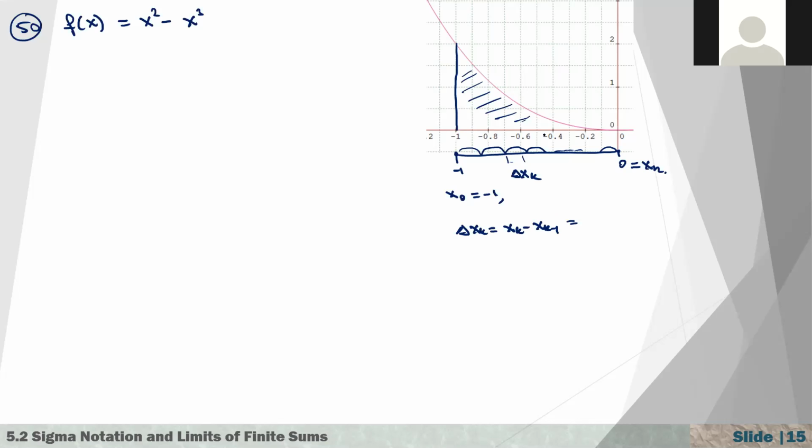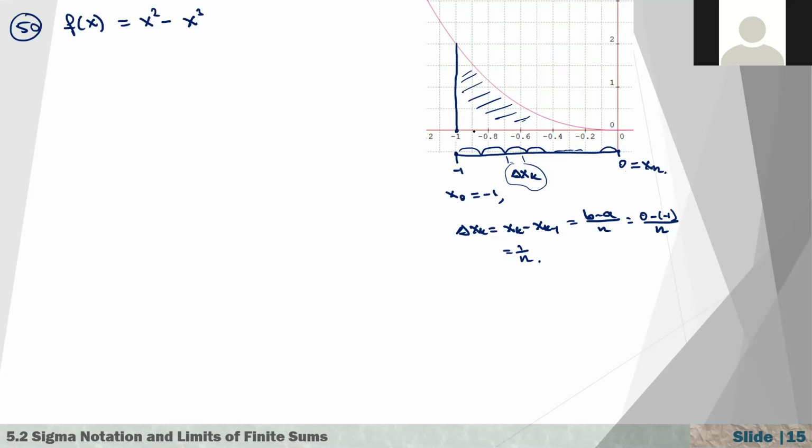But here I am dividing this into n subintervals, so actually it will be (b minus a) over n. What is b? It is the right endpoint, that's 0. a is -1. So that is 0 minus (-1) over n, which is equal to 1 over n. That is our delta x_k. Now it says to use the right endpoint, so here I need to take, for example, x1 and x2 and x3.